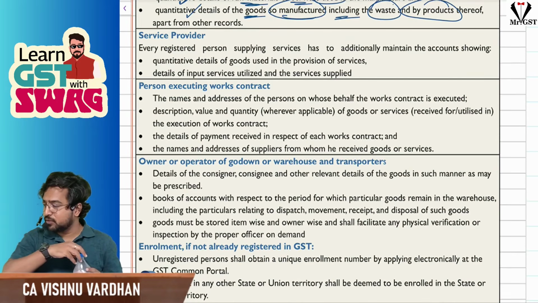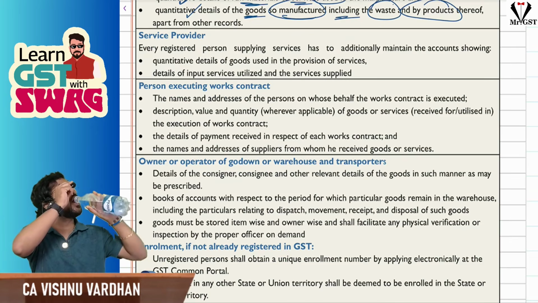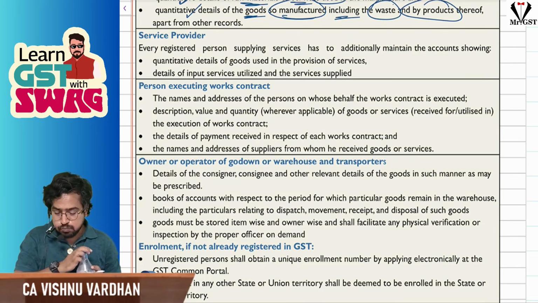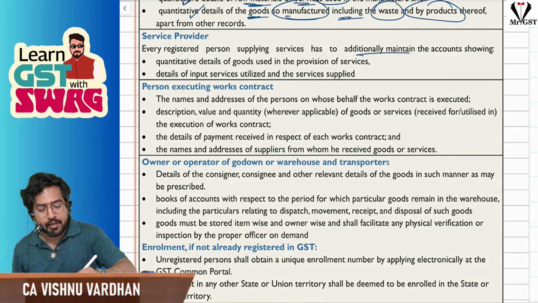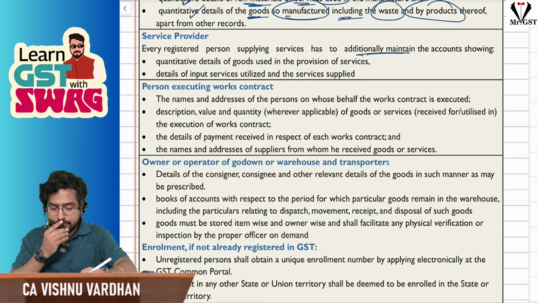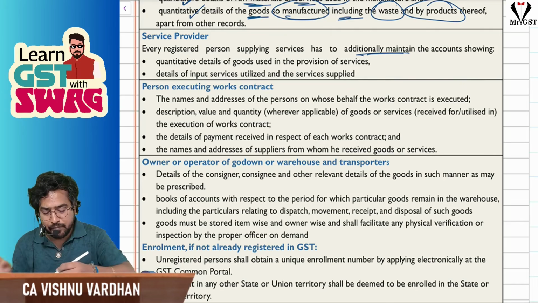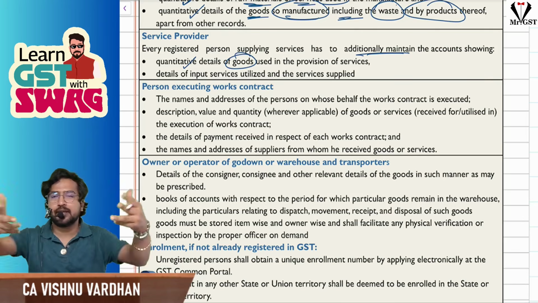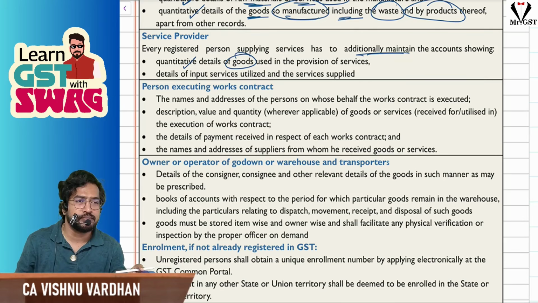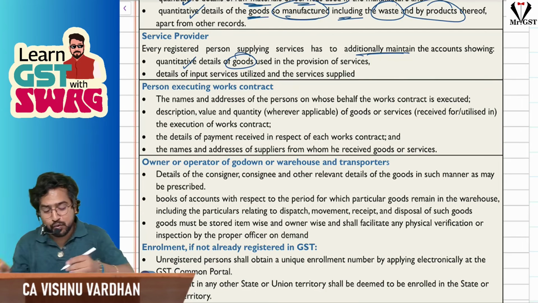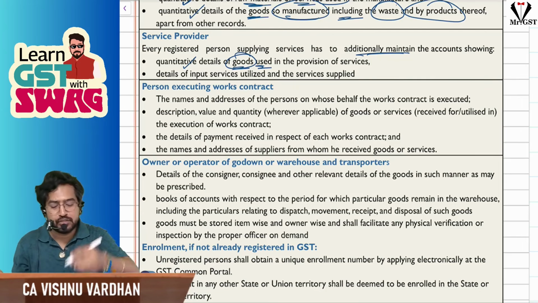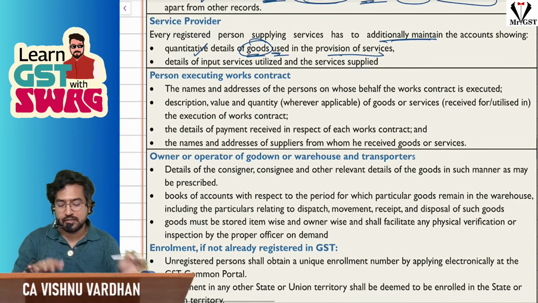Service provider, what should he maintain? Additionally maintain accounts showing quantitative details of goods used in the provision of service. For example, I am running a saloon, I am the barber, doing haircut, shaving, trimming, all that, and also putting some bleach, face pack, de-tan, all that. Whatever goods I have used in provision of such services. Right, you have one example.